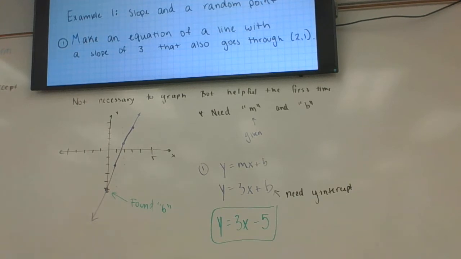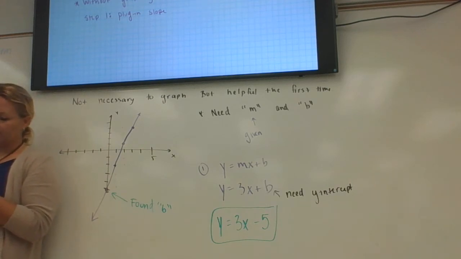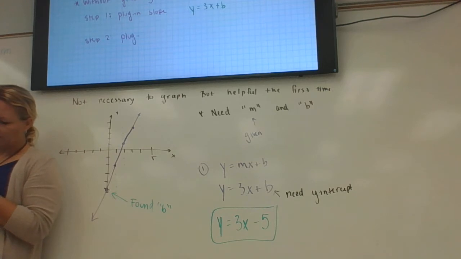Anybody have a question about how we wrote the equation in our first attempt? Now, here's what you're going to actually want to do without graphing. All right, step 1 is to plug in slope. Same as I just did. So we would have 3x plus b. Step 2, plug in x and y from given point.